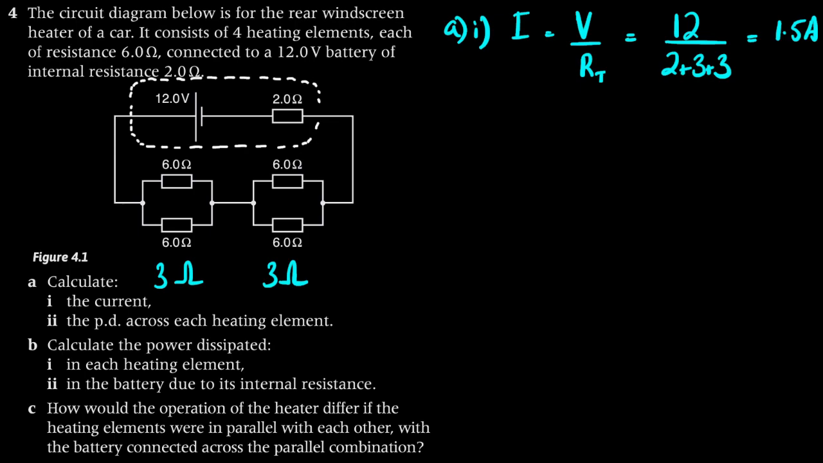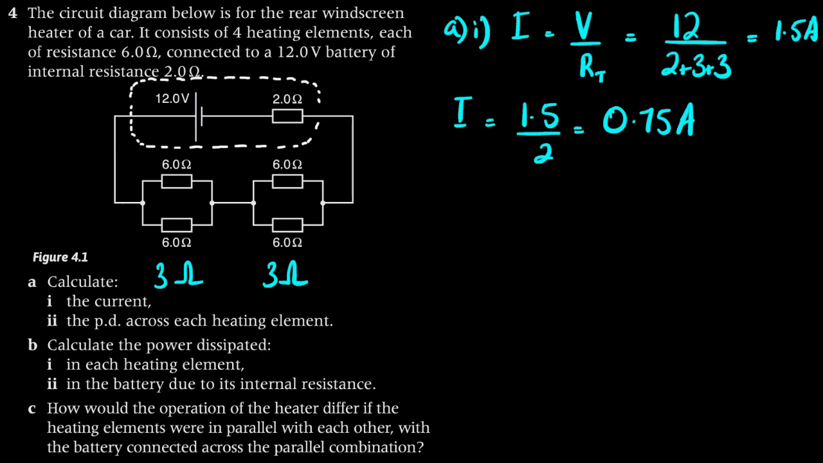So we know that the current flowing is 1.5 amperes like this, and then when it faces two equal resistances, it would split into two equal parts as well. So it would split into 0.75 and 0.75, half of 1.5. Then it combines back up again to become 1.5, and then again it splits into 0.75 and 0.75. So the current across each heating element is going to be half of 1.5, which is 0.75 amperes.